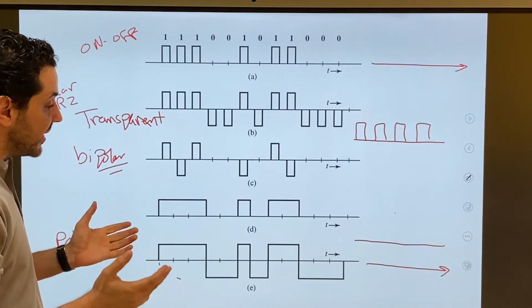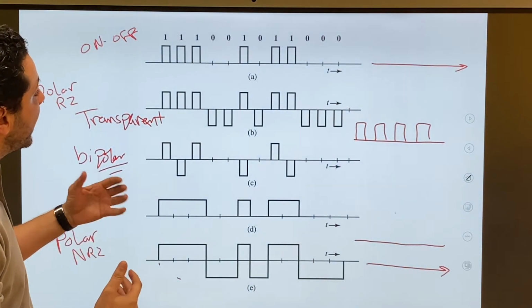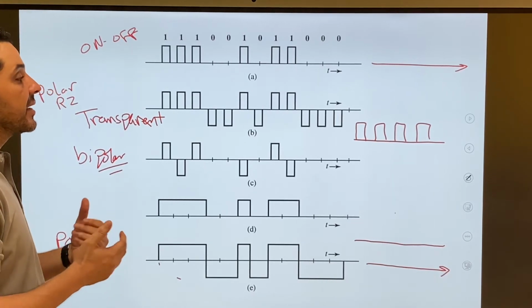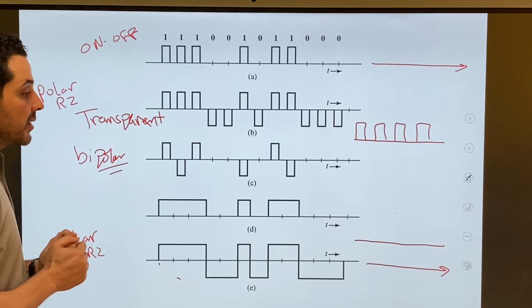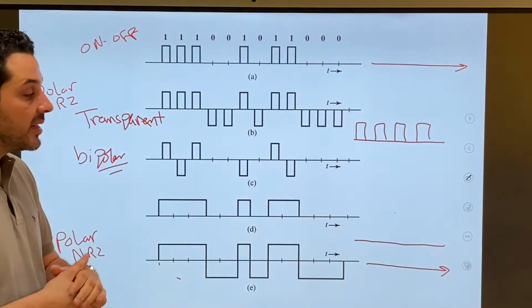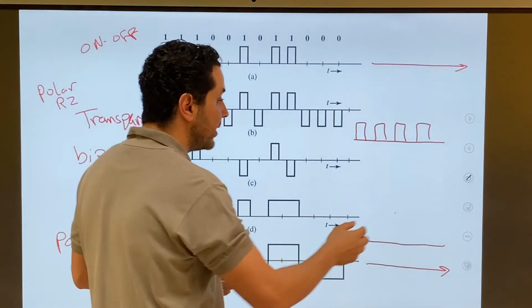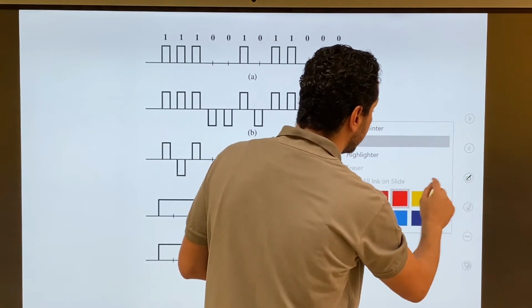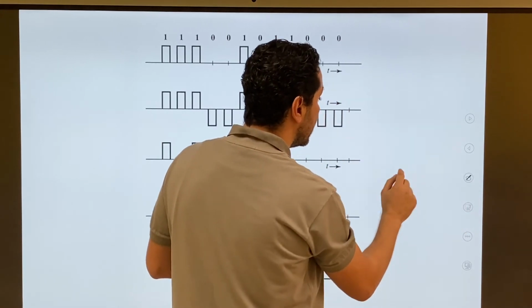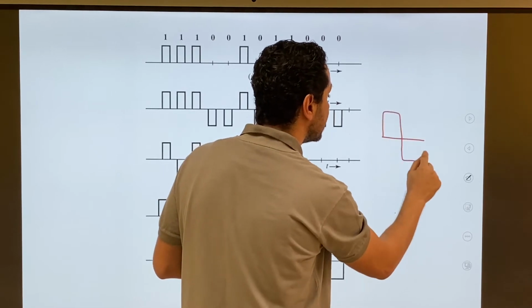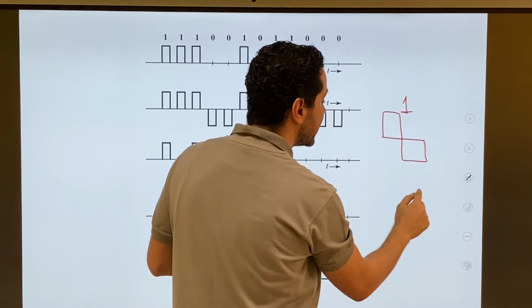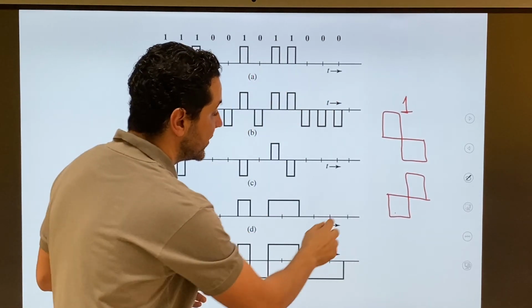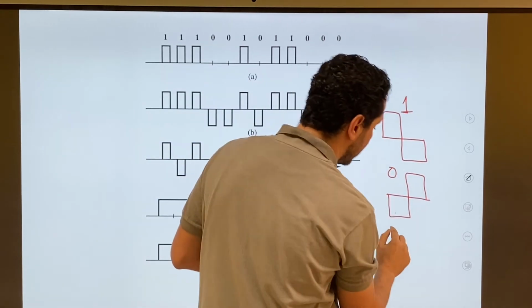So this is basically why the return to zero might be useful. It's for the timing information. There is another scheme called Manchester coding. In the Manchester coding, we represent the one by a pulse like this. This is binary 1, and we represent the 0 by a pulse like this. This is binary 0. This is called Manchester coding.